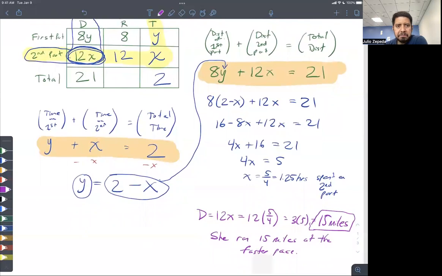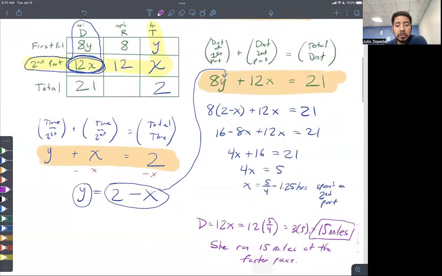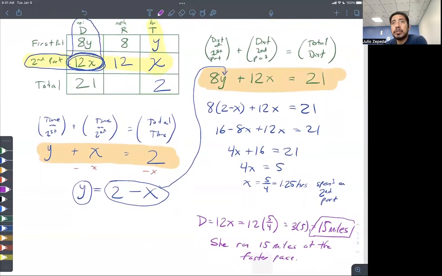Okay, so it's a good idea, when working on these problems in class, to try maybe to define things the same as your partners in your group. And if you do define things differently, that's fine too.